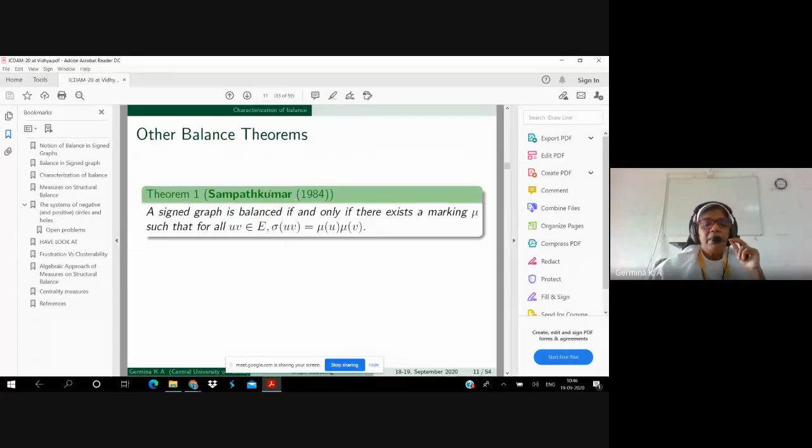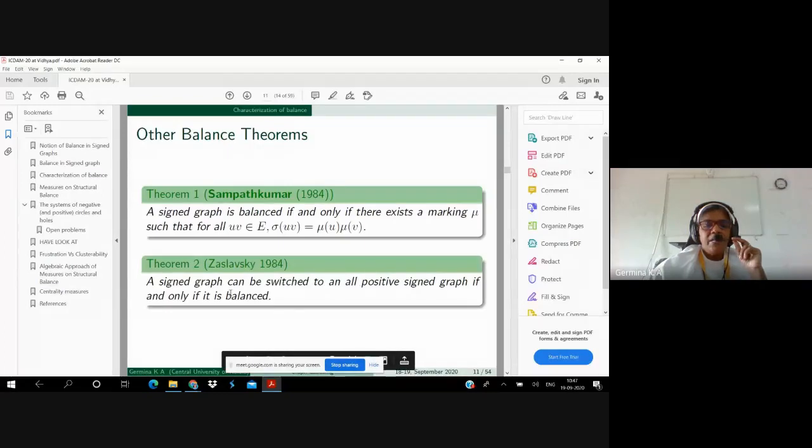Professor Sampath Kumar looked at balance in a different way. He proved that a signed graph is balanced if and only if there exists a marking mu such that for all uv in E, sigma of uv can be written as mu of u into mu of v. This marking is done at the vertices. Which means, can you arbitrarily give signs to the vertices such that every edge receives the product of that? If so, the system is balanced.